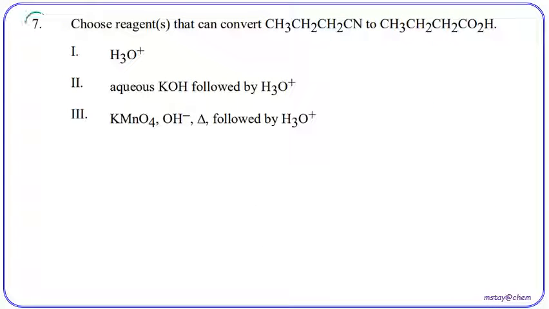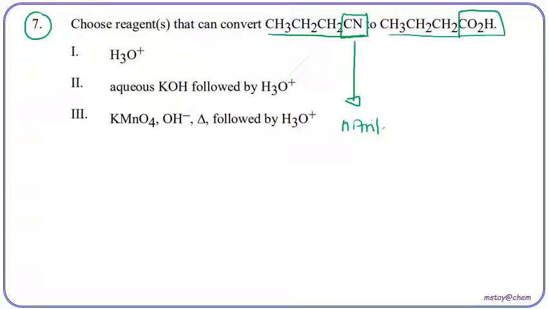Tutorial question 7. Choose the reagent that can convert CH3CH2CH2CN to CH3CH2CH2COOH. Basically, this is the part where we have the changes. So this is the nitrile. For your information, we did discuss this before.